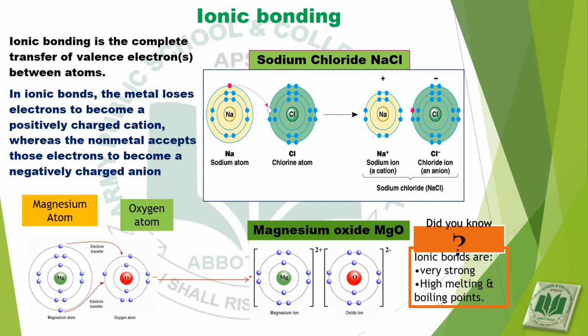Did you know ionic bonds are very strong, with high melting and boiling points, because these atoms totally transfer their electrons from one atom to another atom, and the second atom gains the electrons totally from the first atom.